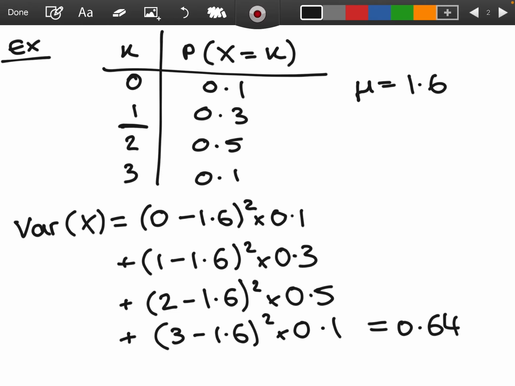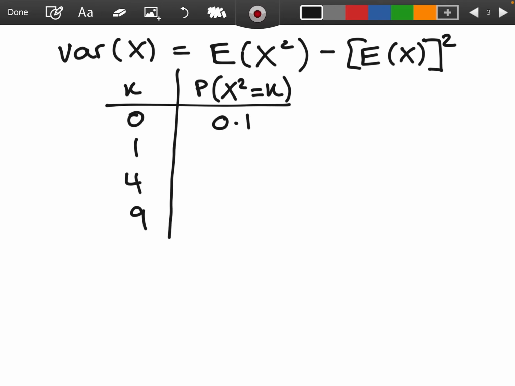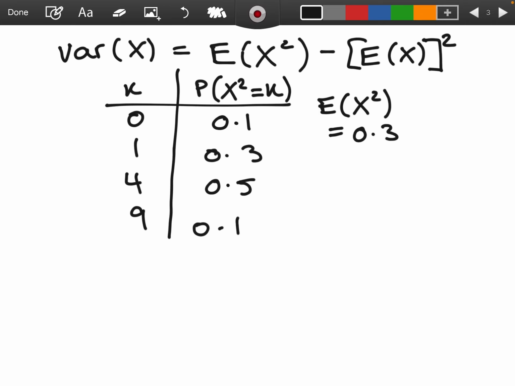So the probability that x squared is equal to k in this case is just going to be my original probabilities. So I'm going to have 0.1, 0.3, 0.5, and 0.1. So then the expected value of x squared is just going to be each of the outcomes multiplied by its probability, now that I've done the x squared part. So it's going to be 0 times 0.1, that's still 0. 1 times 0.3, that's going to be 0.3. 4 times 0.5, that's going to be 2. And 9 times 0.1 is going to be 0.9. So that gives me 3.2.